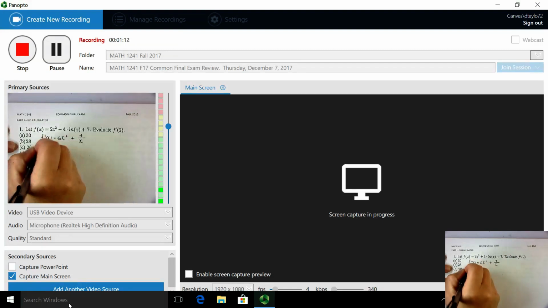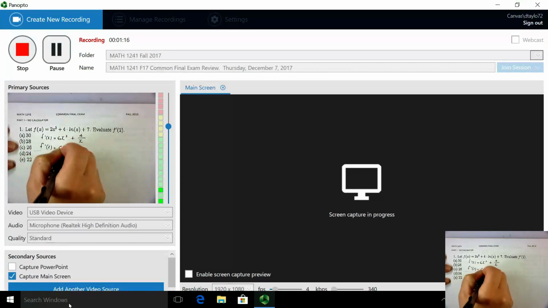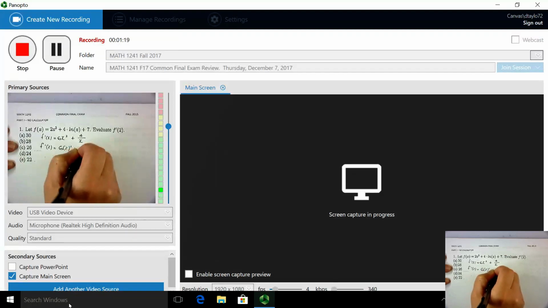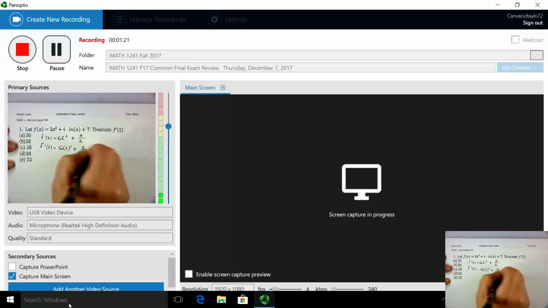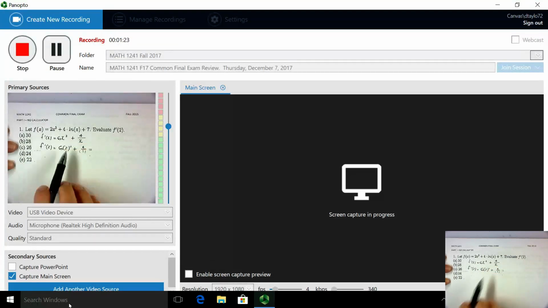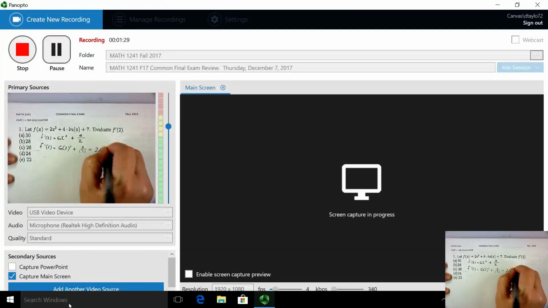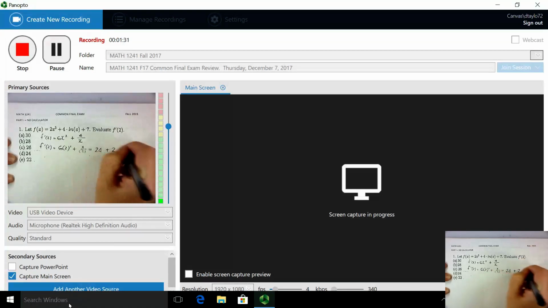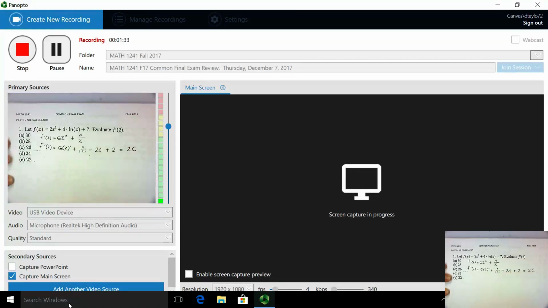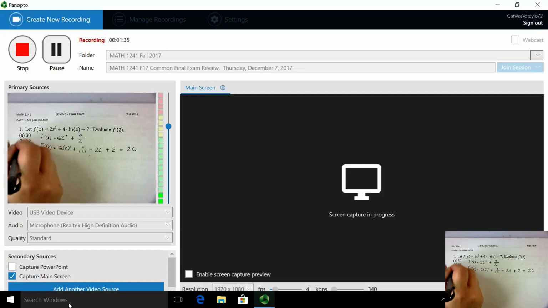Alright, so we want to evaluate at 2. So plug in a 2 for x, so 6 times 2 squared plus 4 over 2 is equal to, let's see, 2 squared is equal to 4 times 6 is equal to 24 plus 4 over 2 is equal to 2. So this is equal to 26. This is answer C.